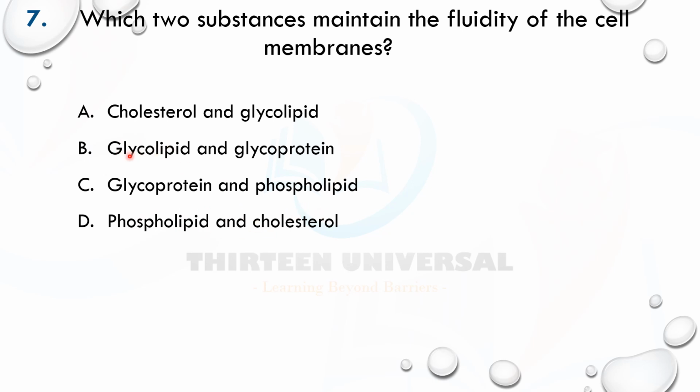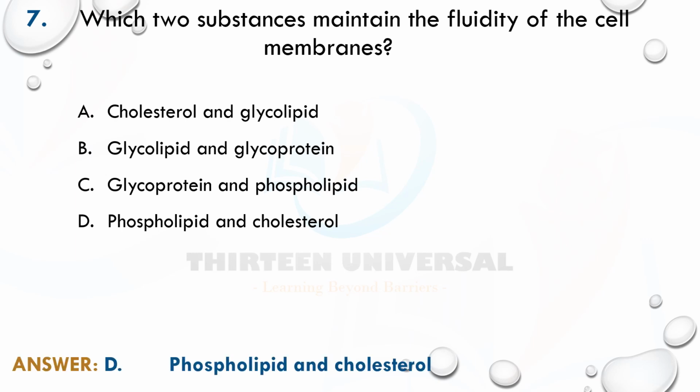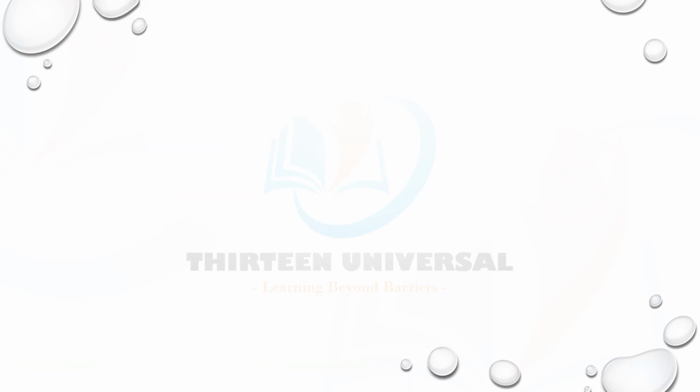Glycolipid and glycoprotein are for antigen, cell adhesion, cell recognition, and cell signaling. Phospholipid and cholesterol help to maintain fluidity and they prevent the passage of polar molecules. Is that okay? So that's D. Let's go to the next question.